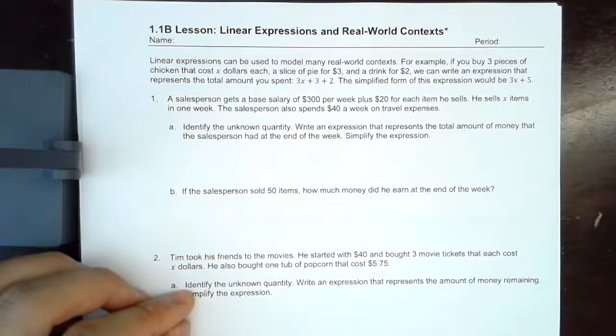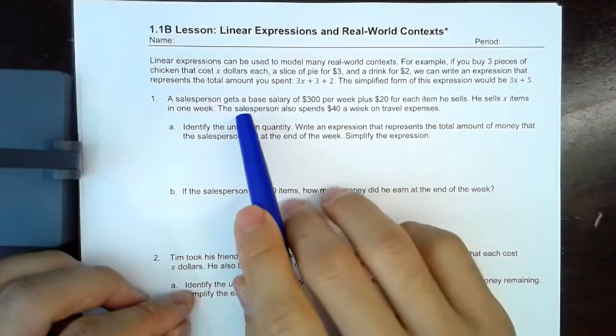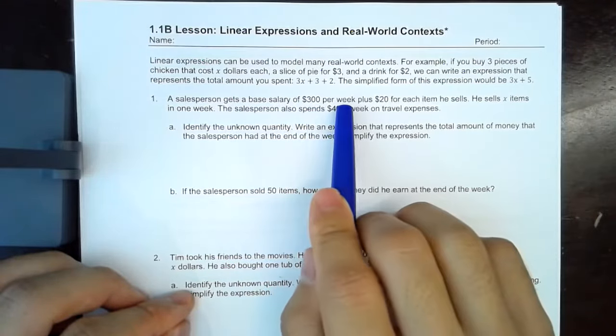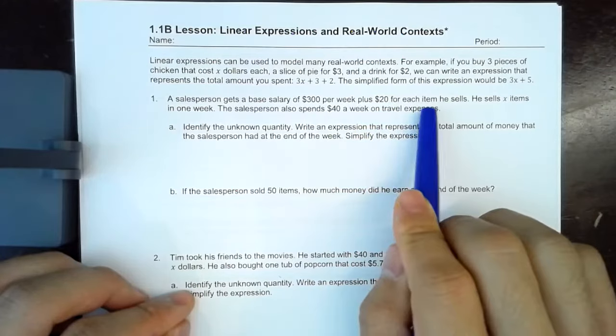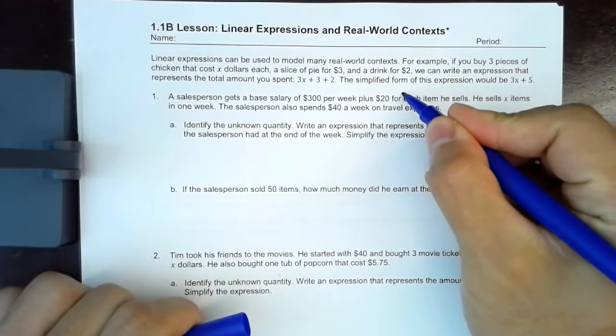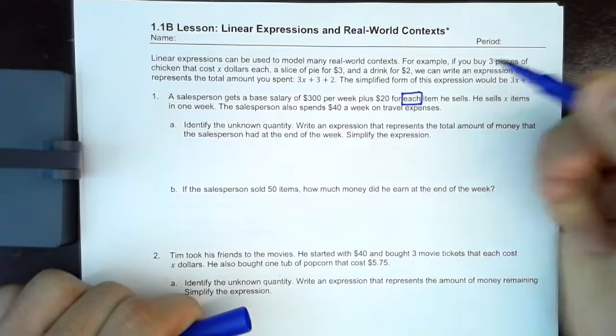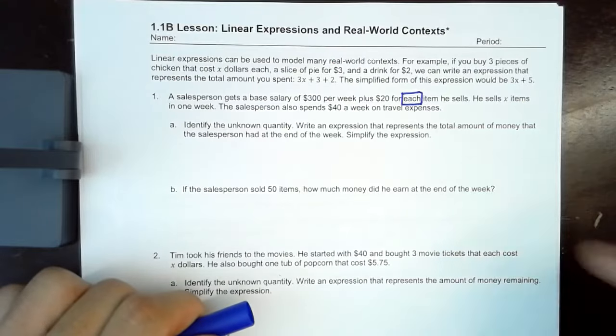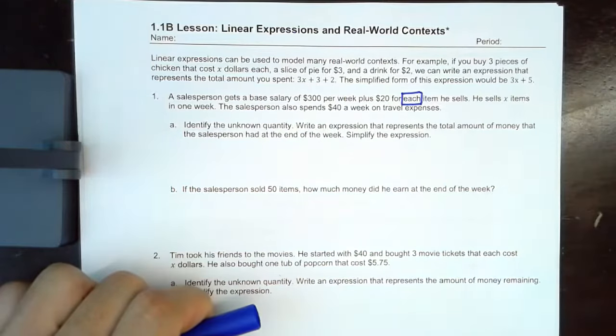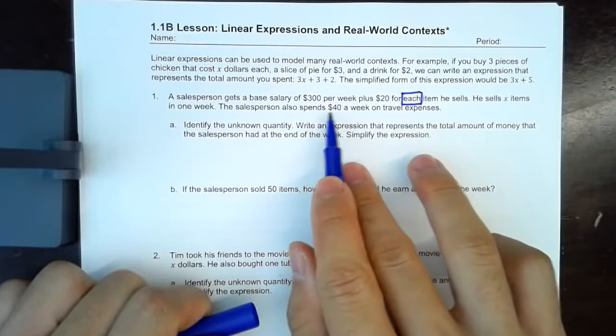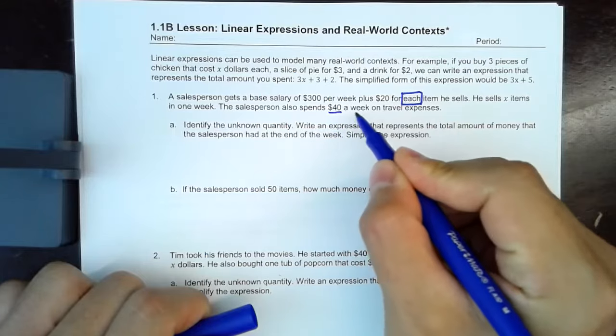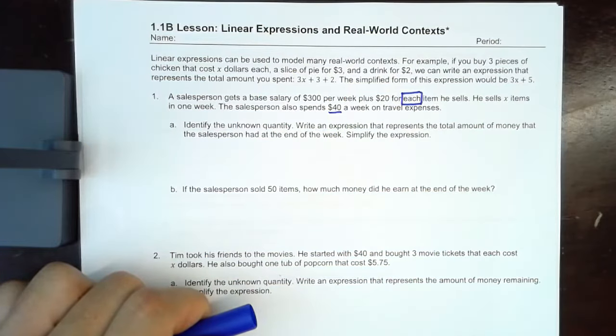So let's go ahead and practice number one. A salesperson gets a base salary of $300 per week plus $20 for each item he sells. I like to highlight words like each because that tells you that it's a rate. He sells X items in 1 week. The salesperson also spends $40 a week on travel expenses. So it says identify the unknown quantity. Write an expression that represents the total amount of money that the salesperson had at the end of the week.